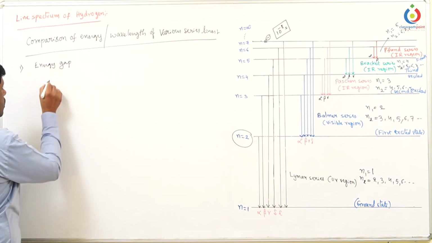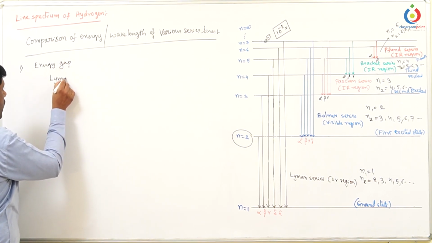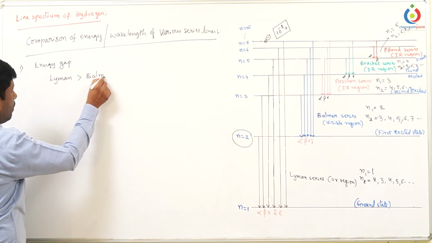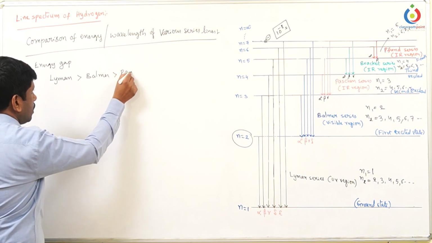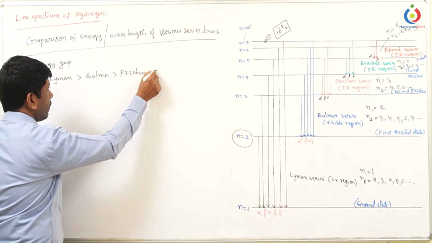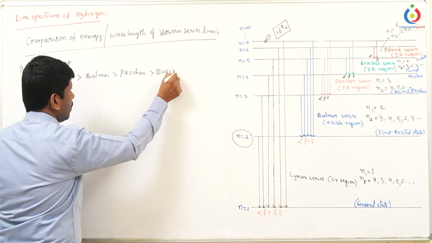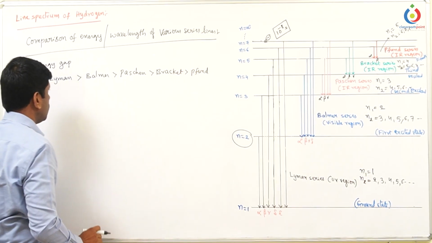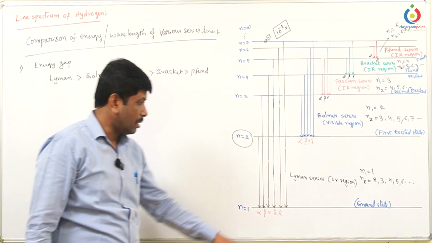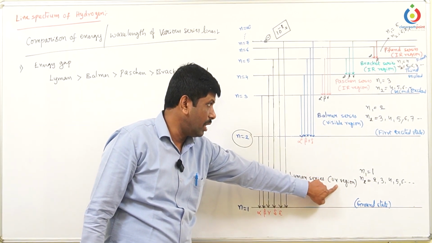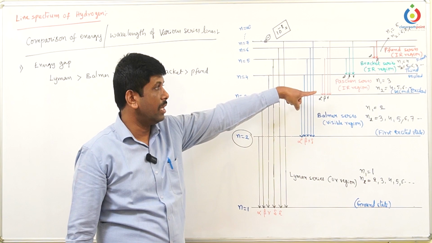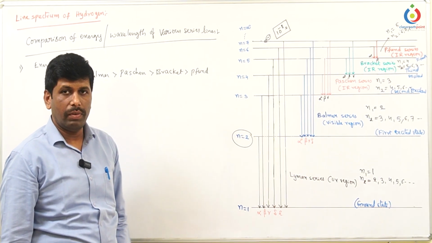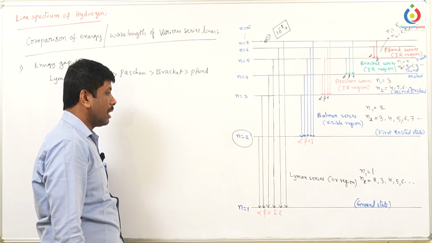Between the spectral lines, which carries the larger energy gap? Lyman series, next Balmer series, Paschen series, Brackett series, and Pfund series of lines. That is the reason why you can see that Lyman series lines are in the ultraviolet region, then visible, near infrared, middle infrared and far infrared, so the wavelength increases and frequency decreases.